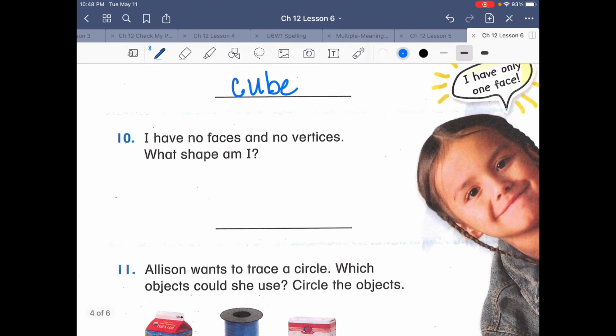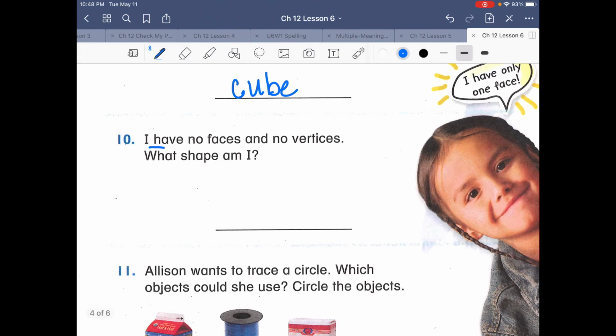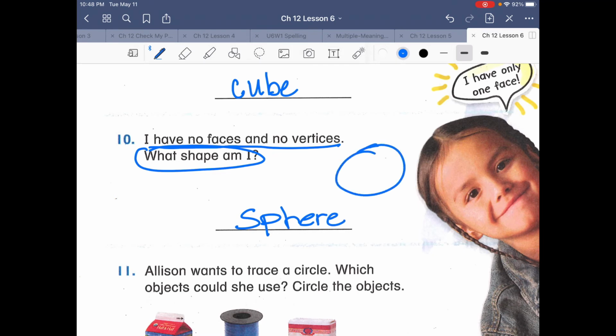Let's look at number 10. Let's underline, I have no faces and no vertices. Ooh, what shape am I this time? Which one has no faces? So that would be no 2D shapes for faces and no vertices. No flat faces, no vertices. Did you say a sphere? Nice job, and draw your sphere. Oh, it's just going to be a big circle, a big ball.